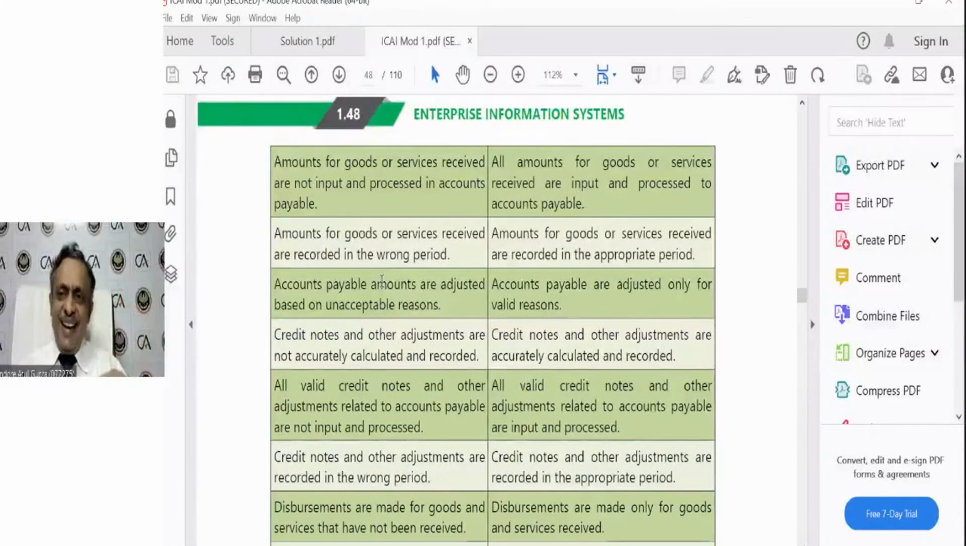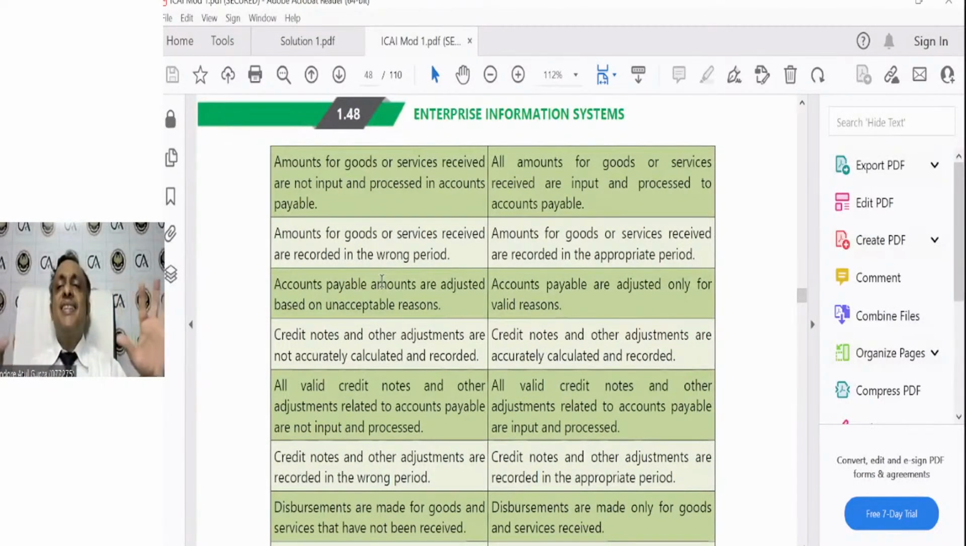Many of you said it's a learning thing. See, my idea is that the practicality has to be brought. So this is basically to the learning process. The question I'll put now, let me read it again. Amounts for goods or services received are recorded in wrong period. Now, if you record in wrong period, which aspect of substantive procedure in audit is being hit?